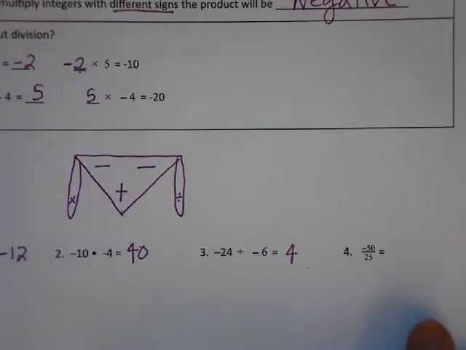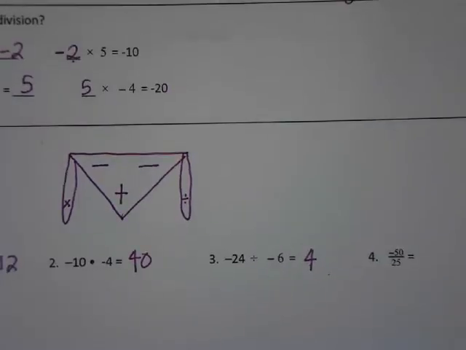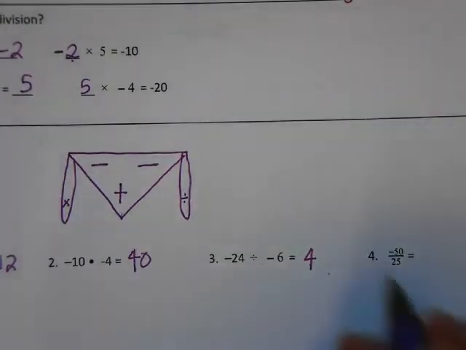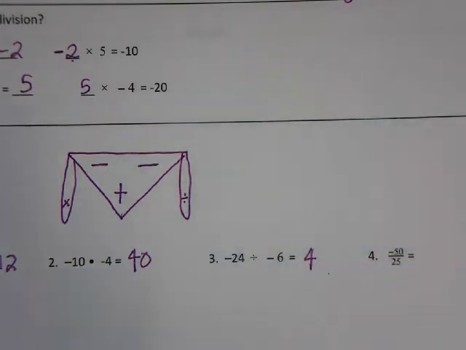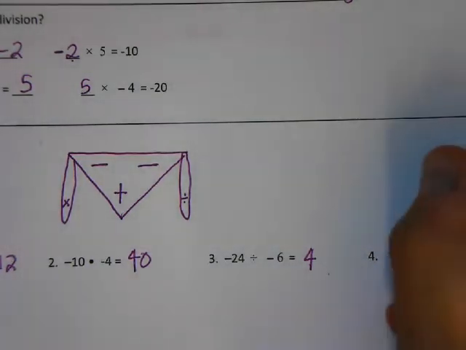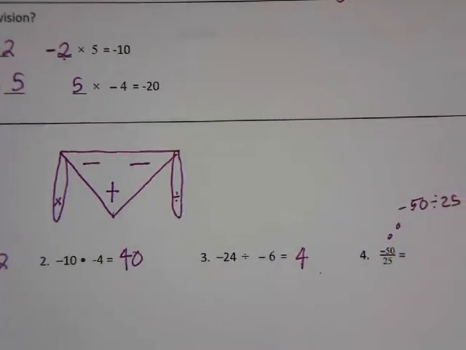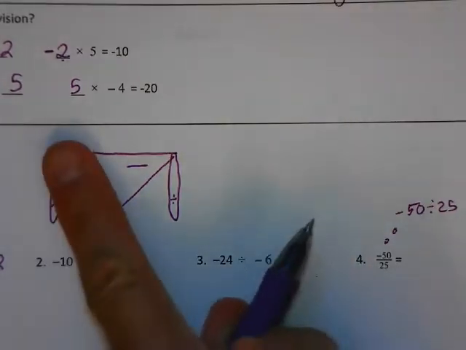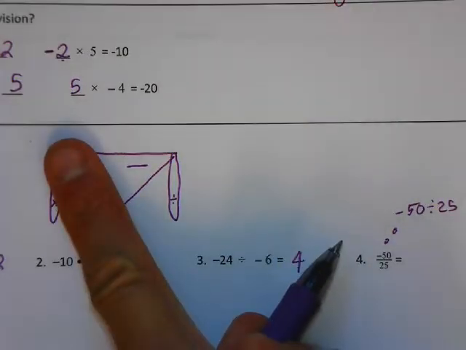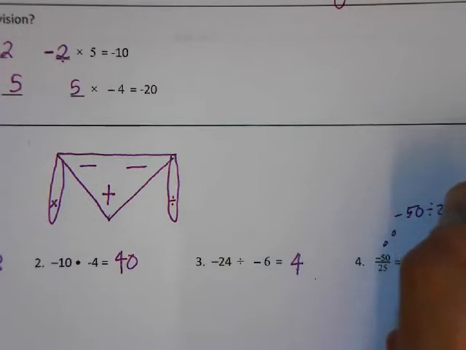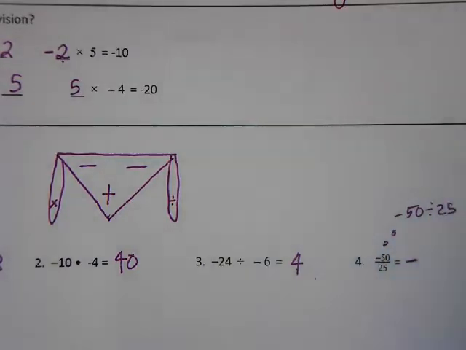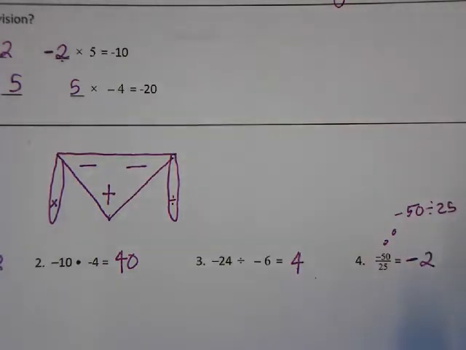Okay, this one looks a little bit weird. But now if I just think about it and remember that a fraction is just another way of showing division, this is really saying negative 50 divided by 25. And since they have different signs, that means I have a negative quotient. And 50 divided by 25 is 2. 2 quarters fit into 50 cents, so that is negative 2.